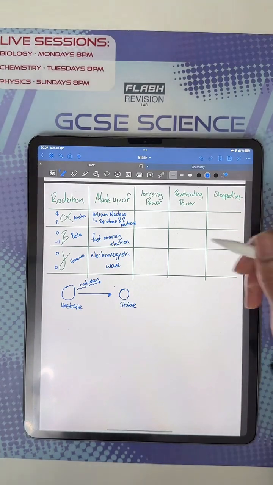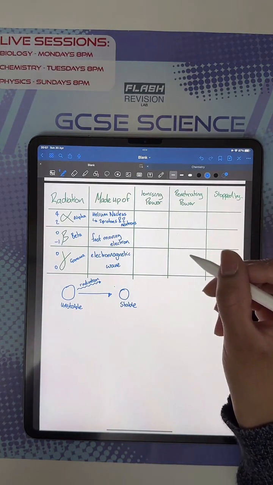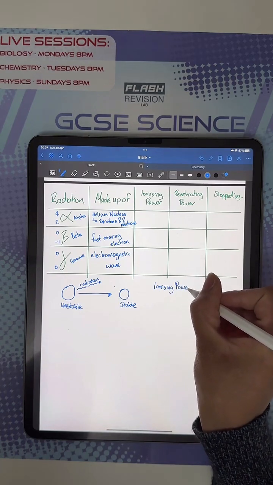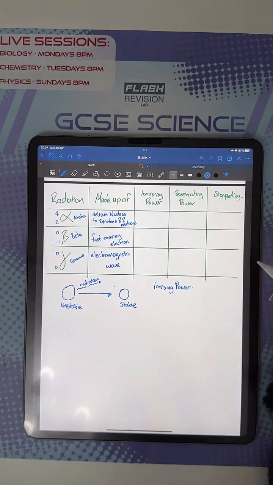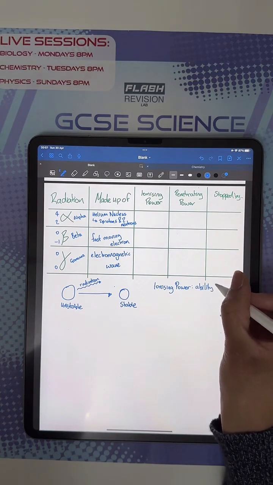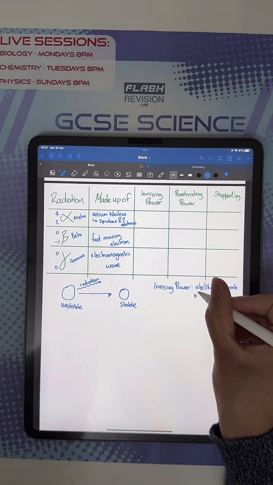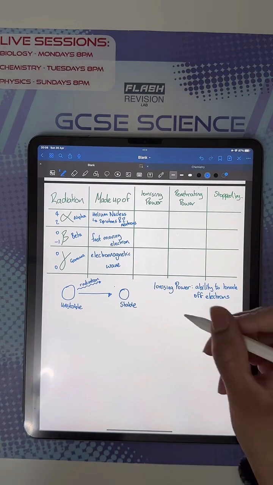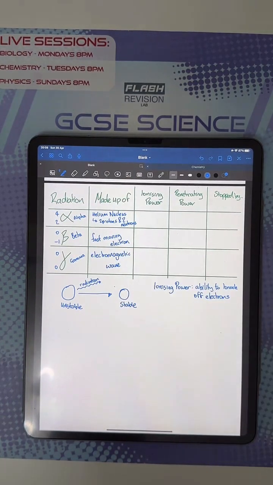So ionizing power. First of all, what does ionizing power mean? Anyone know what ionizing power means? So think of chemistry. Think of what an ion is. What would ionizing power mean? Ability to knock off electrons, exactly. So in chemistry, when you form an ion, you either remove or add electrons. These types of radiation, when they hit an atom, they do that as well. They have the ability to knock off electrons. The higher the ionizing power, the better they are at knocking off electrons.